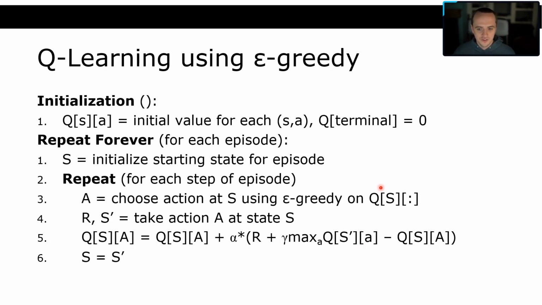So the only tricky thing here is that we have to loop over all the actions for the next state, find the action which maximizes it, and then plug the value into that formula. And that's Q-learning. It's actually easier to do than Sarsa, believe it or not.